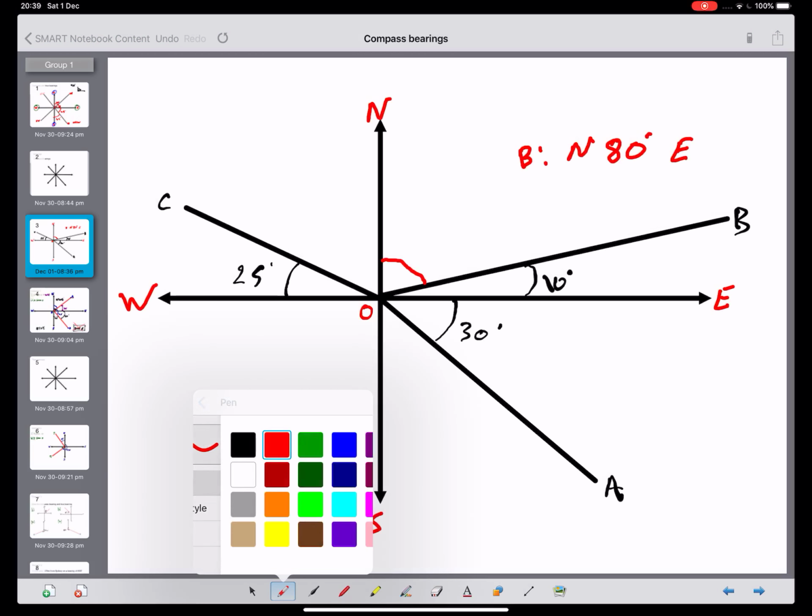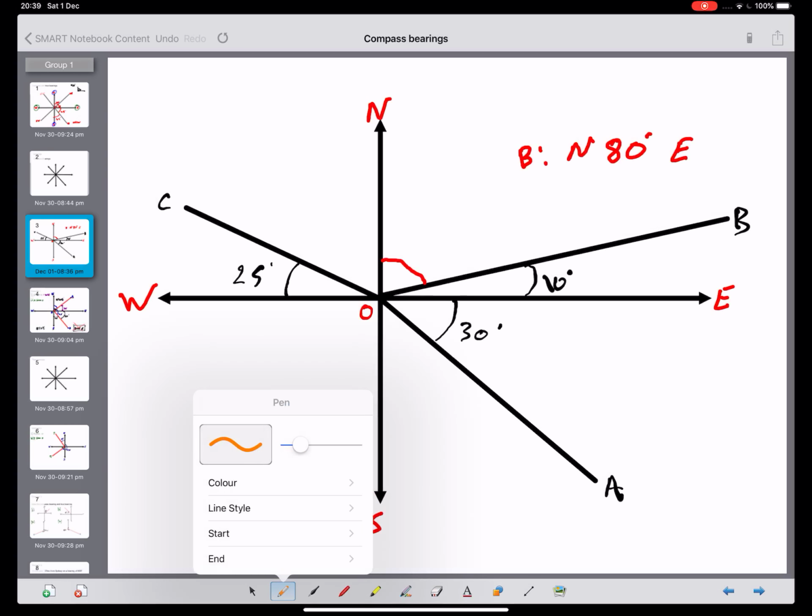Okay, so let's do, started with B, let's do A. Okay, so I'm in this quadrant, so it's just definitely going to be south east. We don't use the angle 30 because we need to measure from south. We need to add 60 to 30 to get to 90.